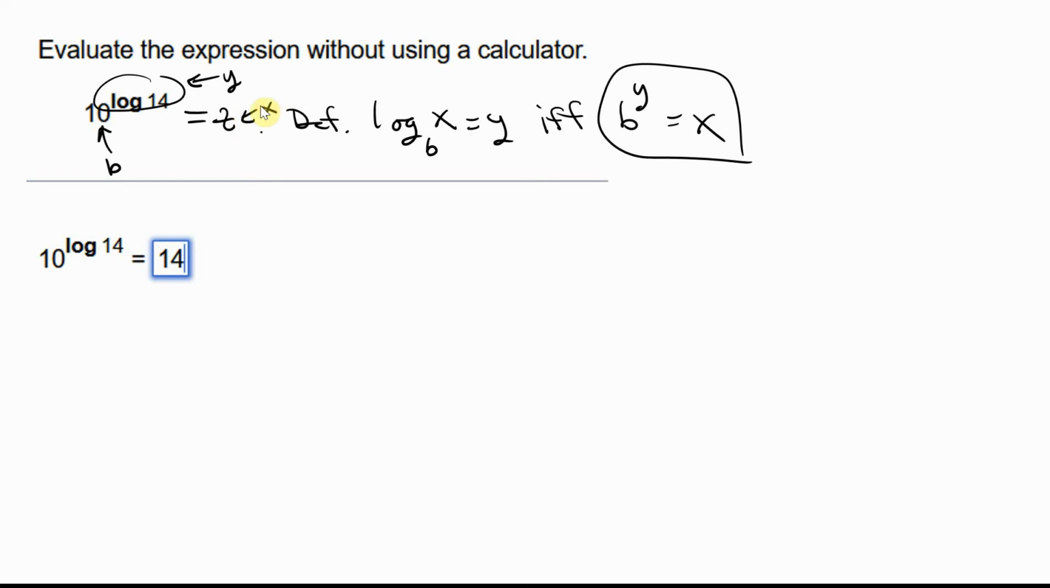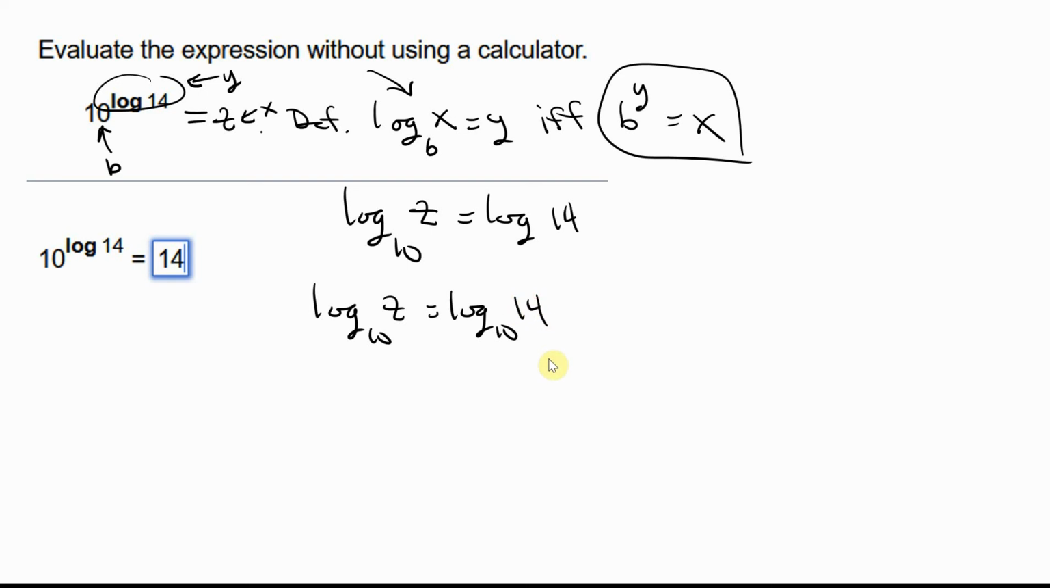So if I put that in log form now, I have the log of base b, that's the 10, of the x, which is z, is equal to y. That y is log of 14. Now, if there's no base, that means it's the common log. That means it's 10. So I have log base 10 of z is equal to log base 10 of 14. Everything being consistent and everything equal implies that z is equal to 14. And you were solving for z.